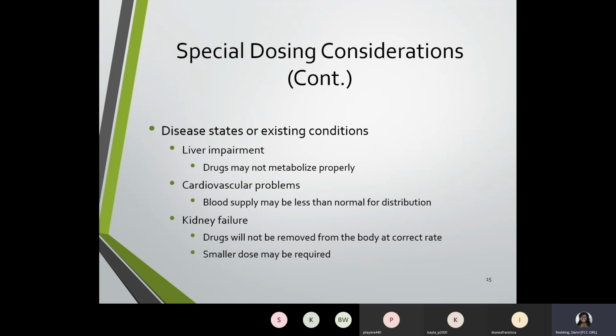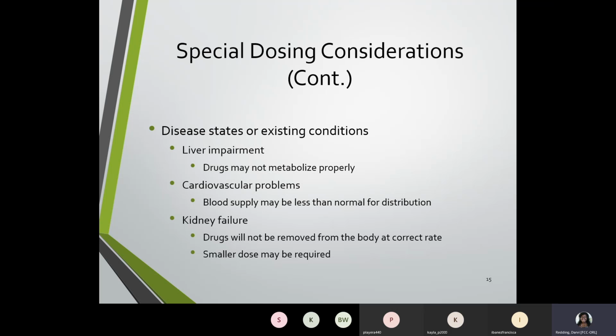So some of those examples would be liver impairment. There are some drugs that might not metabolize properly if the person has some issues with their liver, because remember, that's where medicines metabolize. So perhaps instead of them taking something by mouth, they might bypass the GI system and something might be given parenterally.